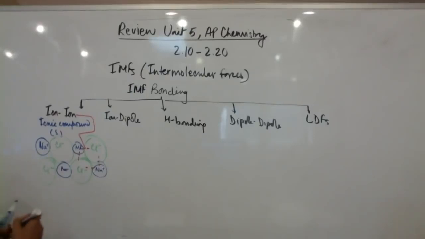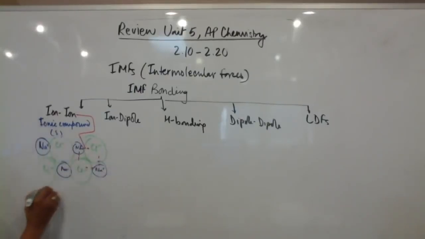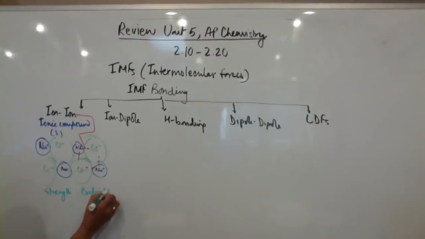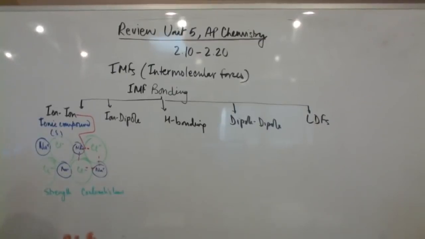The strength of ionic bond is determined by Coulomb's law. You remember, anytime there's charged particles, the law that governs the attraction or repulsion between them is Coulomb's law, where the force of attraction or repulsion is directly proportional to the charges and inversely proportional to the square of the distance between them.